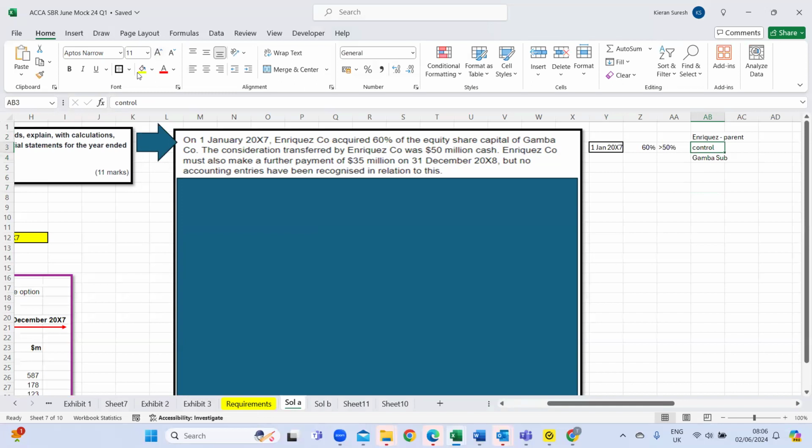This is what is taking place here. Based on this, we also know this date is going to be the date of control. More importantly, this is the date of control. So you know that if you're going to calculate goodwill, it needs to be calculated for this date.